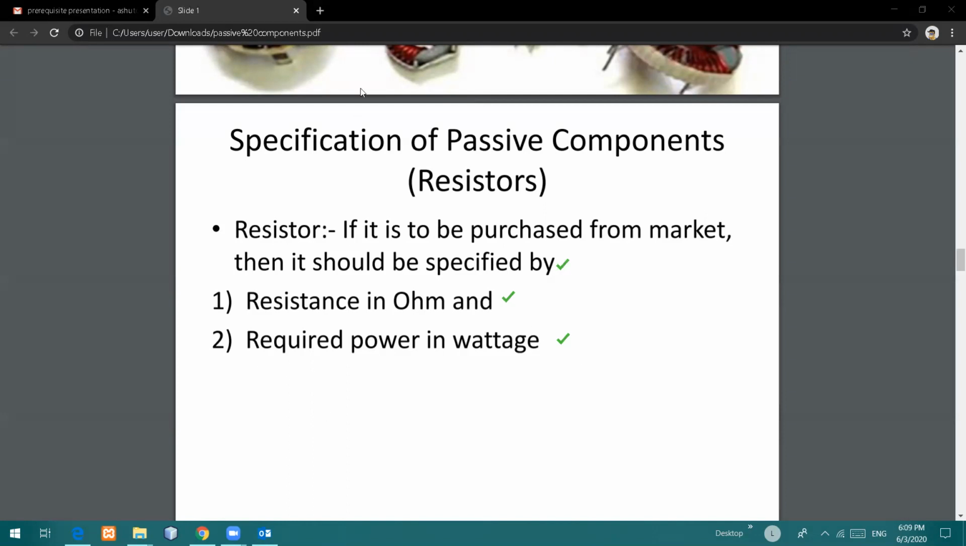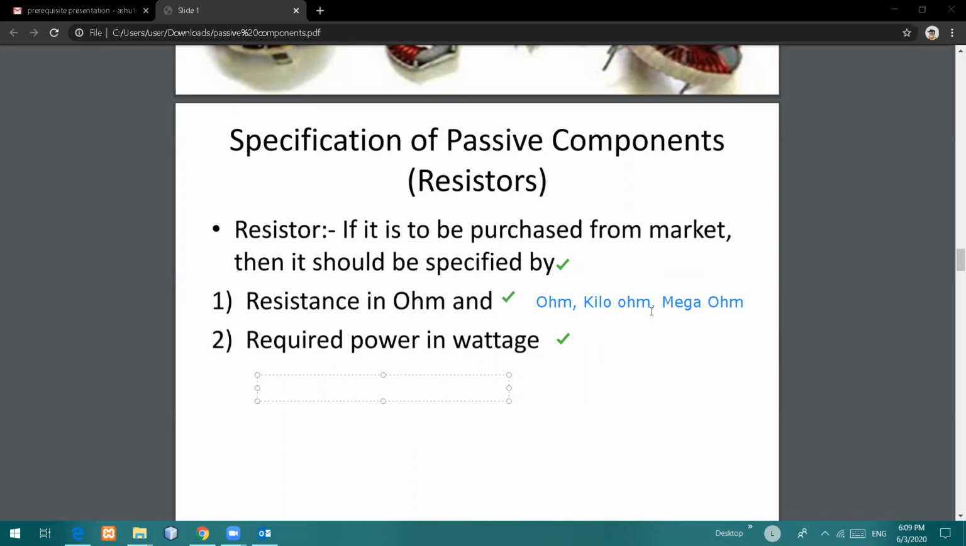Now you may be knowing resistance is always in ohm, kilo ohm, mega ohm. Okay, resistance is specified by either ohm, kilo ohm or mega ohm.